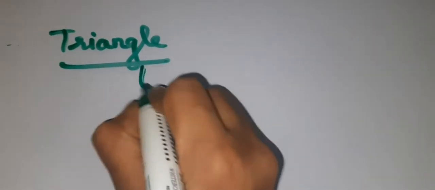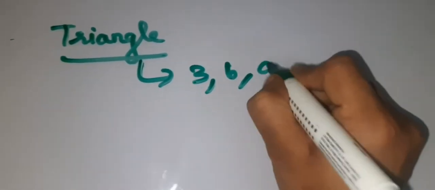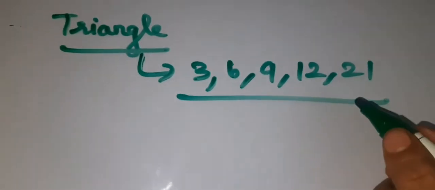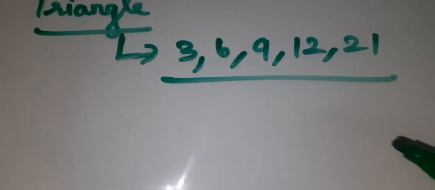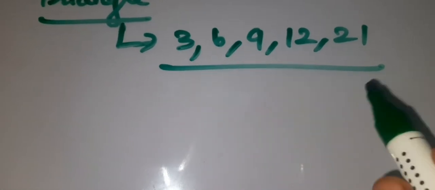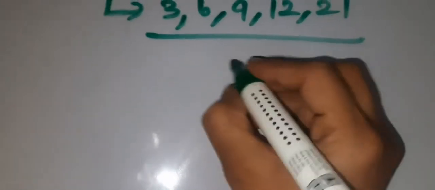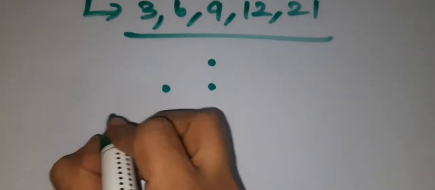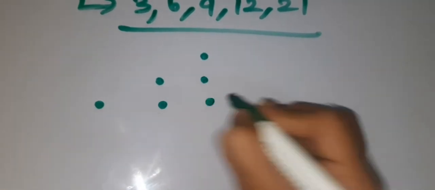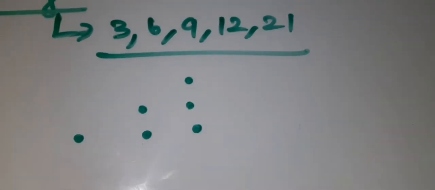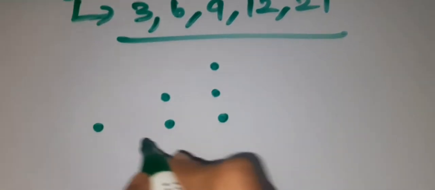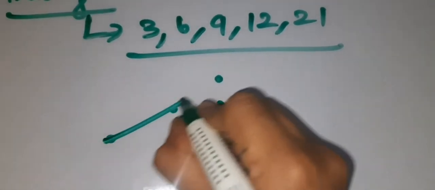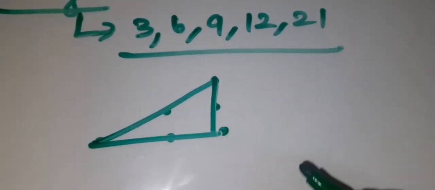Triangle. The numbers like 3, 6, 9, 12, 21 and so on can be used to represent triangle. To represent the whole numbers in triangle using dots, you should represent the dots in the following method: 1 dot in the first row, 2 dots in the second row and 3 dots in the third row in order to represent the number. When you count these dots, you get 6: 1, 2, 3, 4, 5 and 6. When you join all the dots, you get a triangle.